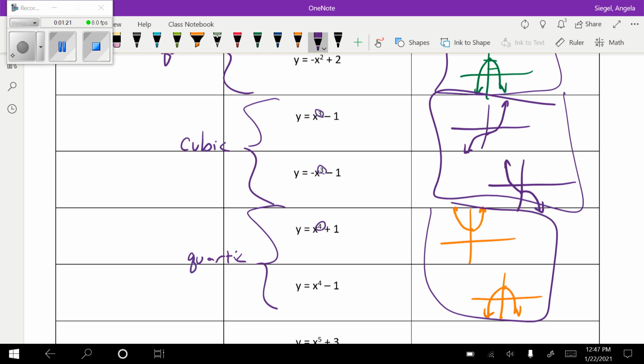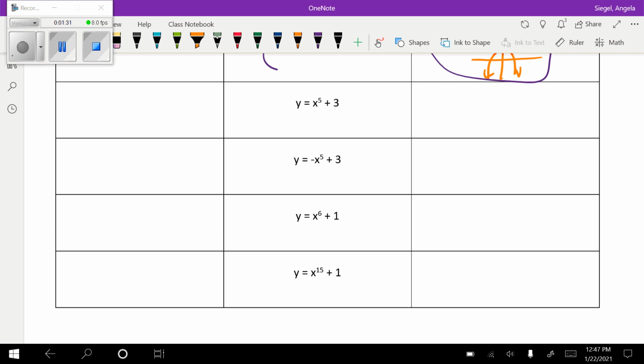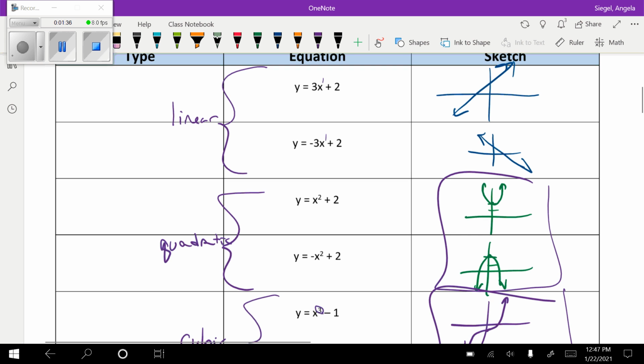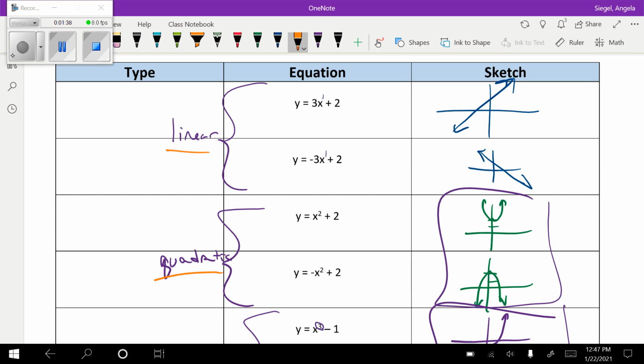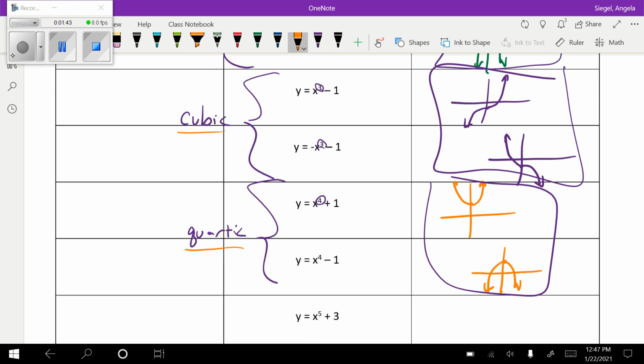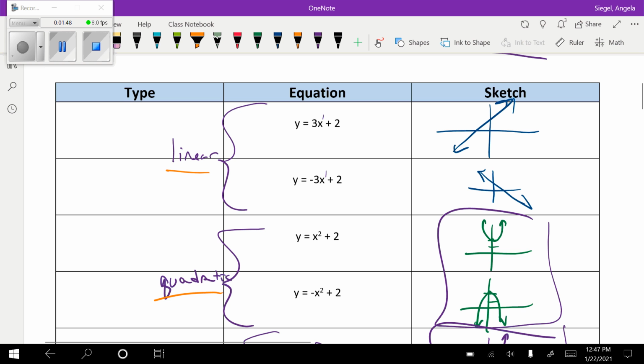If you notice the exponents, they determine the name of the polynomial. After 4, we get to 5 and 6 and on and on, and we just call them polynomials, so they don't have a special name. But x to the first is linear, x to the second is quadratic, x to the third is cubic, and x to the fourth is quartic. Something else about the exponents: if you have an even exponent, you have an even function. If you have an odd exponent, you have an odd function.